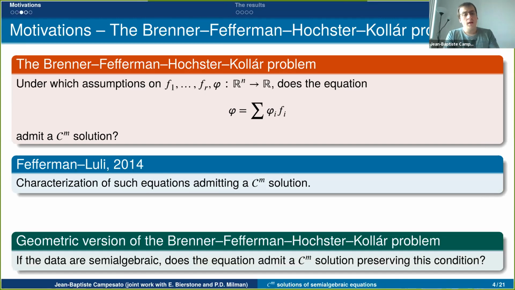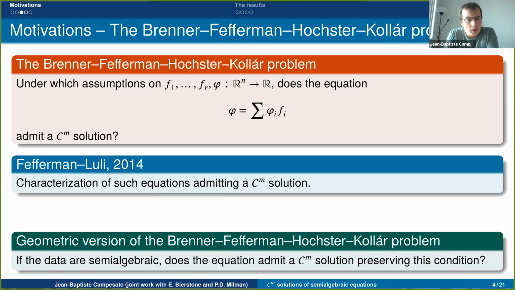And once again, I'm going to be interested in a geometric version of this problem. So when the data satisfy some additional geometric properties, namely when the F_i and phi are semialgebraic, how can you determine whether this equation admits a solution phi_i, which is CM, but not only CM, but also semialgebraic, so which preserves the geometric property of the F_i. So that's the second question that I'm going to address today.